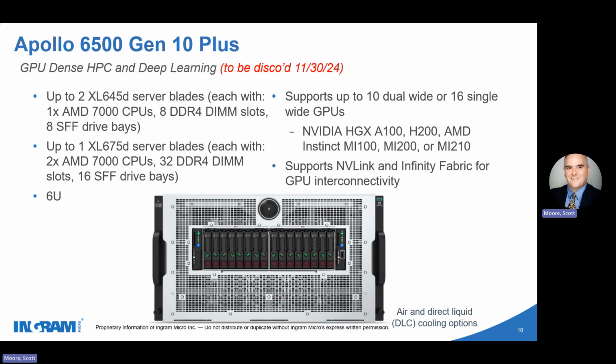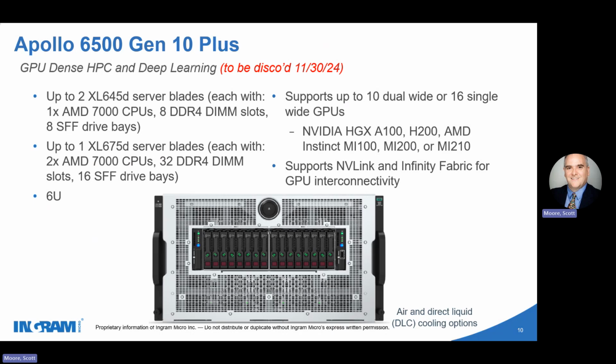Currently, the way it works is you can have up to 2 XL645D server cartridges in here, each with a single AMD 7000 CPU, 8 DIMM slots for memory, and attached to one 8-bay small form factor drive cage. Or I can put in a single XL675D server cartridge, which holds dual AMD 7000 CPUs, has 32 DIMM slots, and attaches to both of these drive cages in the front for a total of 16 small form factor drive bays. So I can operate this as a single server or as a pair of servers.